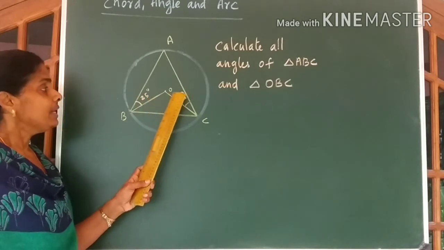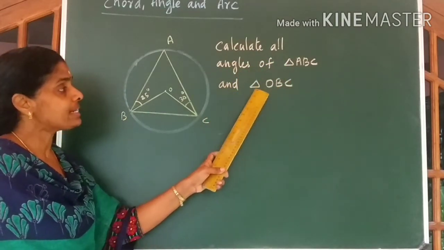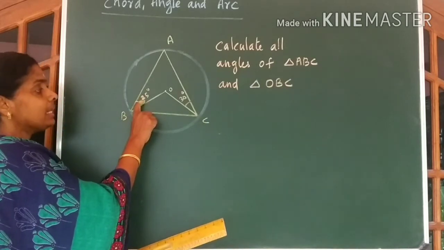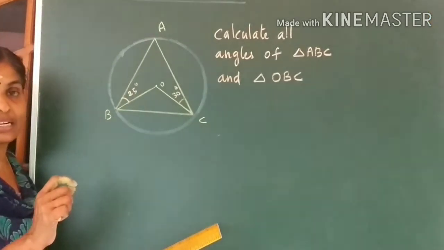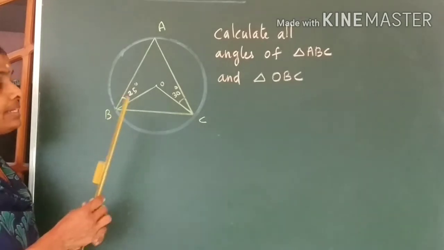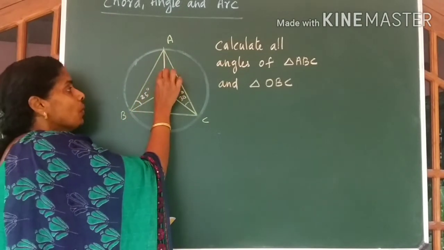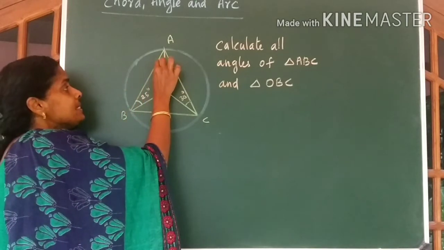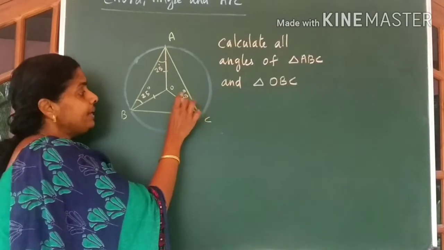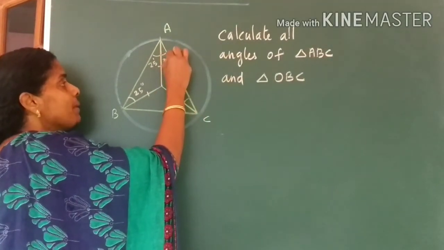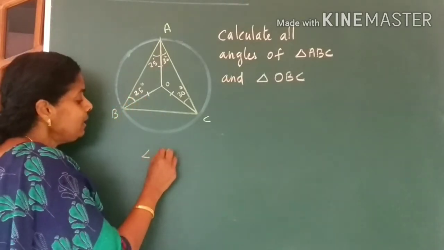Here you are given a circle with center O. The question is, calculate all angles of triangle ABC and triangle OBC. You are given this angle to be 25 and this angle OCA to be equal to 30 degrees. Now to find the angles of the triangle, we use the idea of isosceles triangles. Join O to A. Now you know OA and OB are equal. Therefore, this angle will be equal to 25 degrees since it is an isosceles triangle. Same idea used here. This is 30 degrees, so we can say this angle is also equal to 30 degrees. Do you understand?